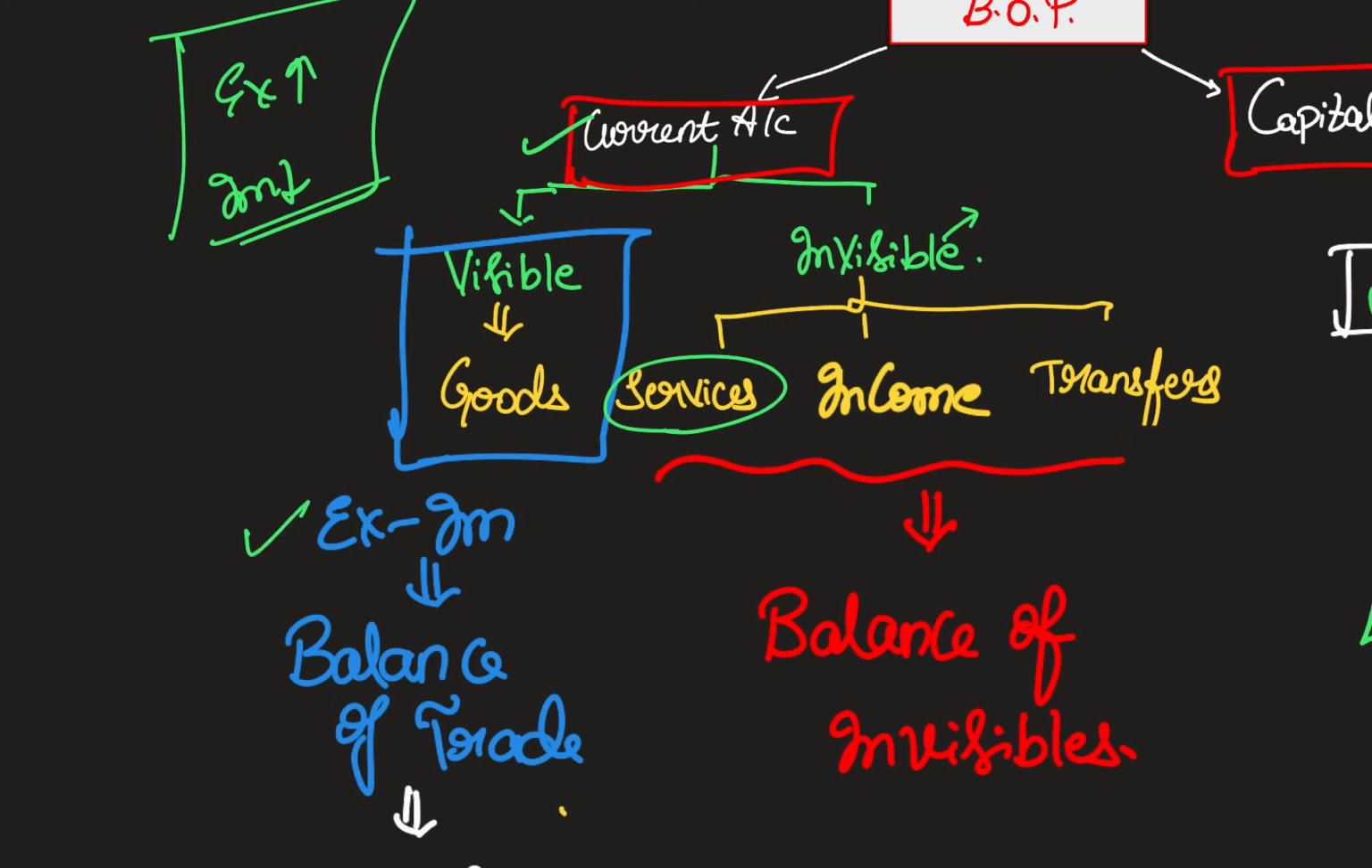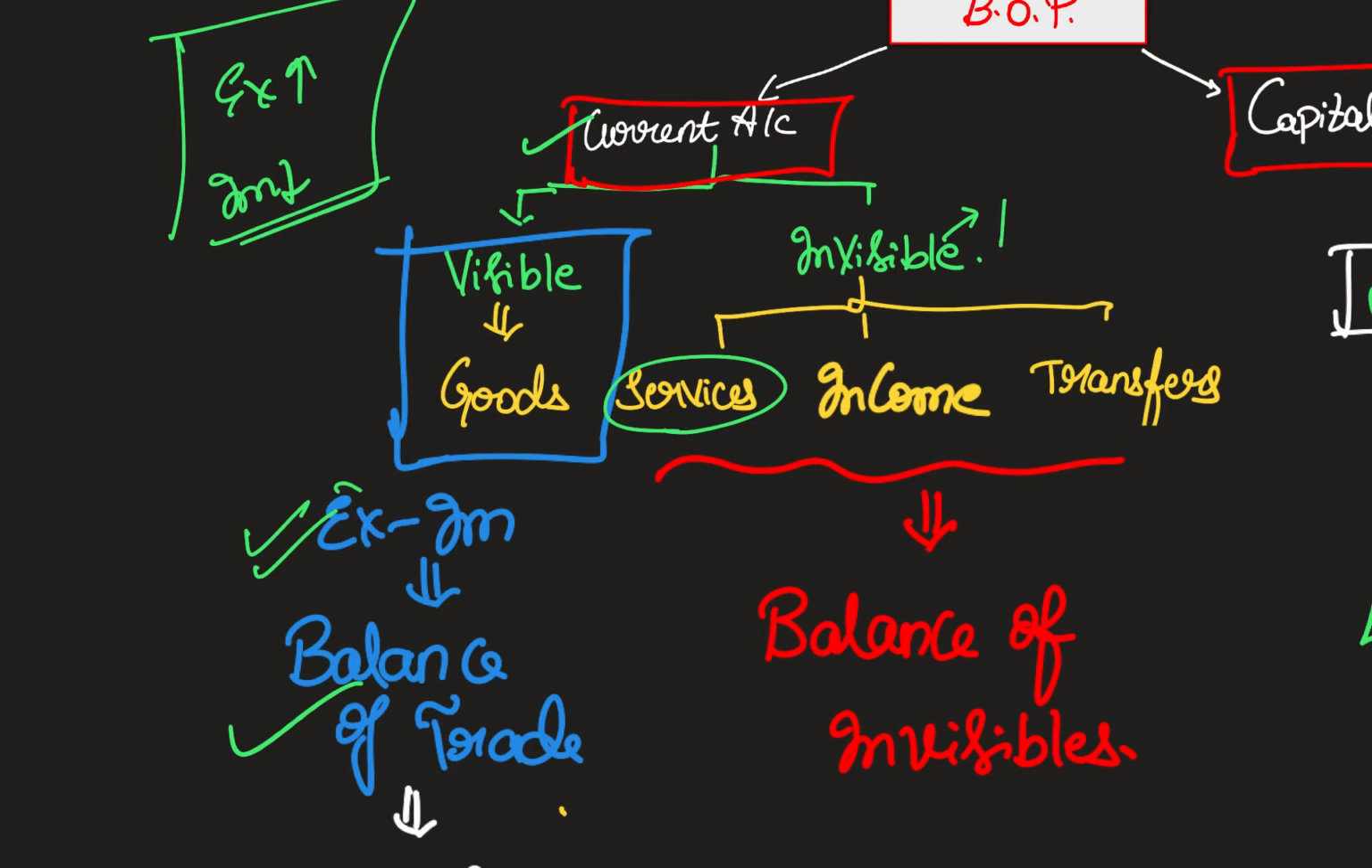So, if exports are more than imports, then we are supposed to have a balance of trade which is considered to be in favor of India. But if it is the other way around, that is, imports are more and exports are less, then it is against us, or a negative trade balance.